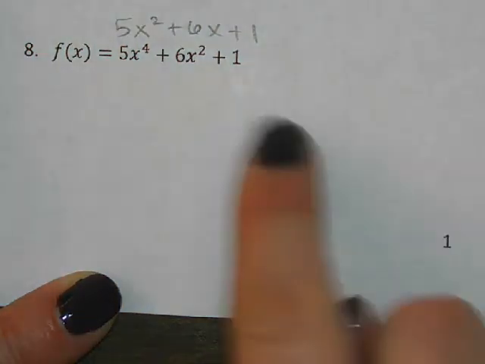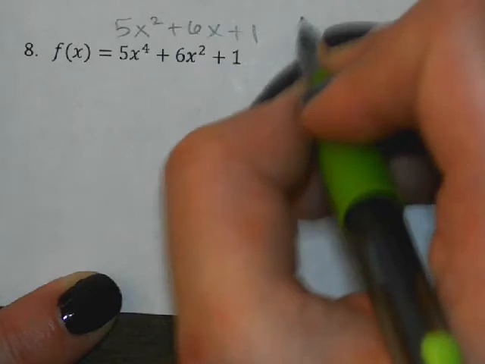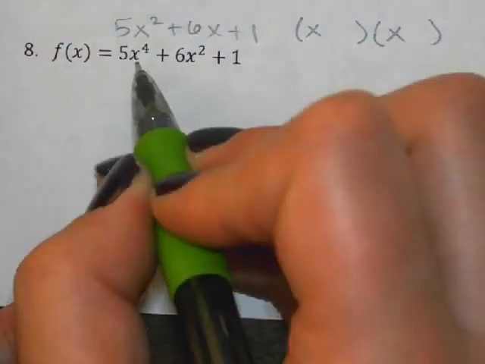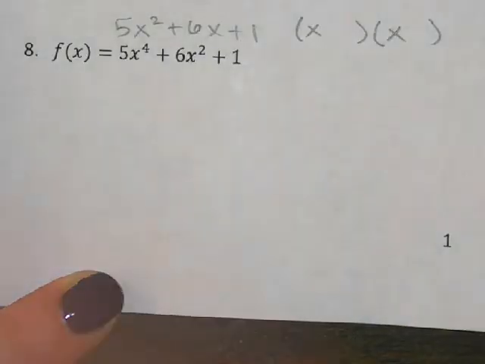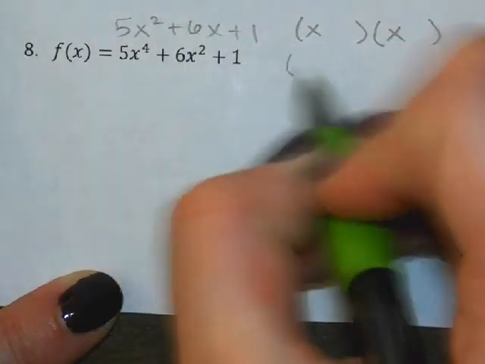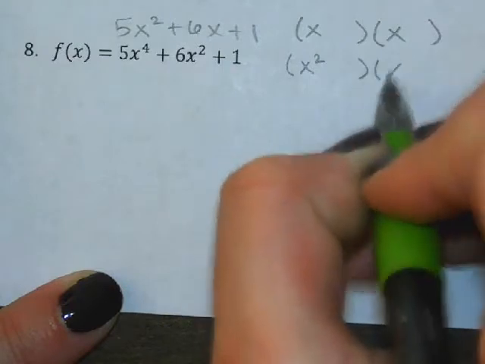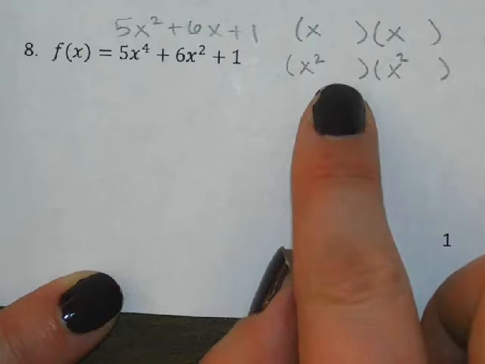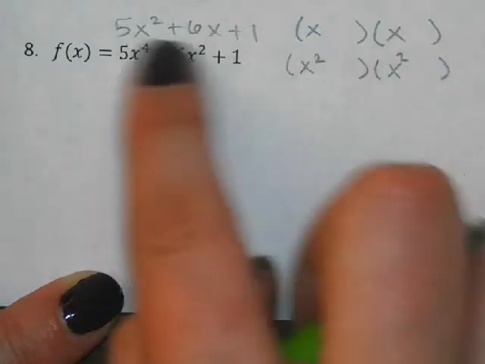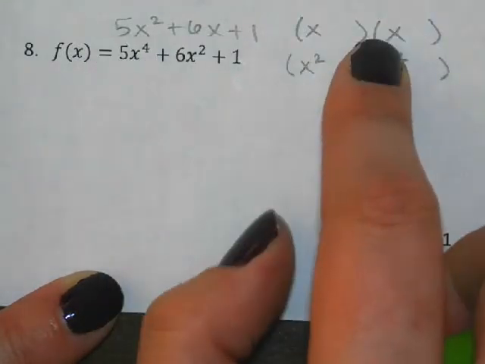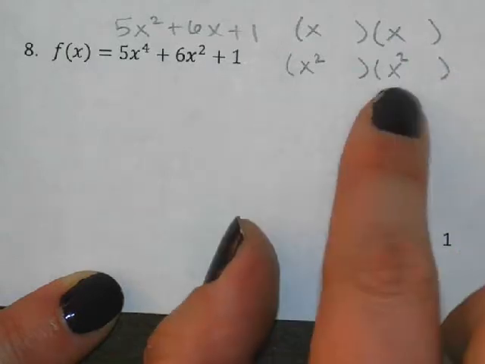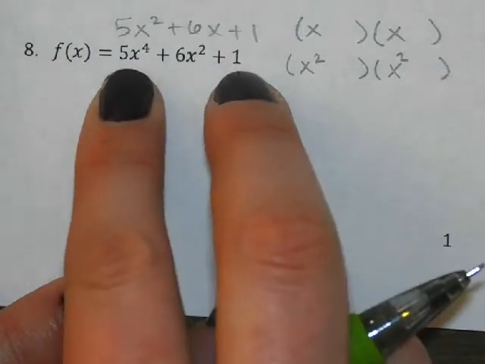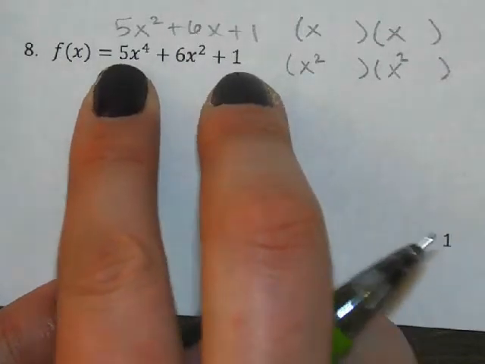Okay? But when we factor a problem like this, our factors would have an x and an x, right? But we have higher exponents, so ours are going to be x squared and x squared. Does that make sense? So we're going to treat it like a problem like this, but our factors are going to have x squareds in them. Okay? So this problem right here, the a value does not equal 1.